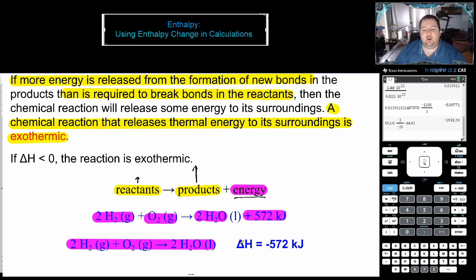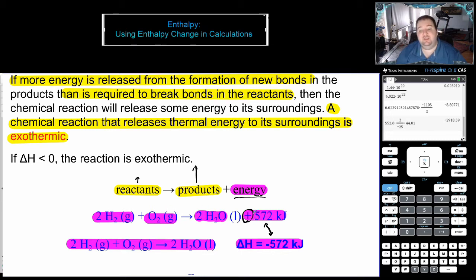Sometimes delta H is written off to the side like this. Delta H is equal to negative 572 kilojoules. Notice that the energy is the same. It's 572 kilojoules. What's different? Well, this is a positive value and this is a negative value, right? One thing to note is when energy is in a chemical equation, it's always going to be positive, okay? Because this is saying that energy is being released on this side, right? Even if it was on this side, you'll see in a second, the energy would still be positive, meaning that the energy is required to break the bonds.